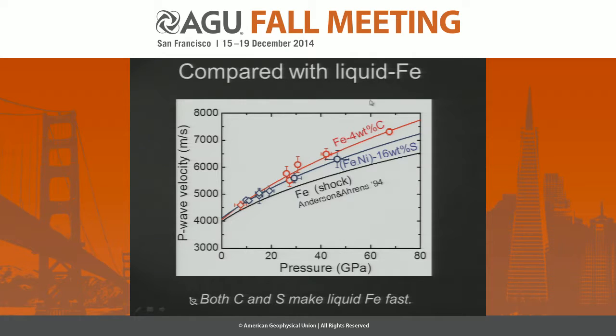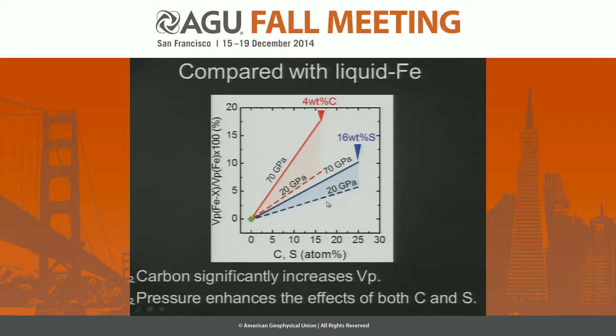So red is the carbide data, and blue is the sulfide data. Apparently, compared with the liquid pure iron data, both elements make iron become faster. To show the effect more clearly, in this diagram I plot the difference of the sound velocity of carbide and sulfide relative to pure iron, in percentage, as a function of atomic percent.